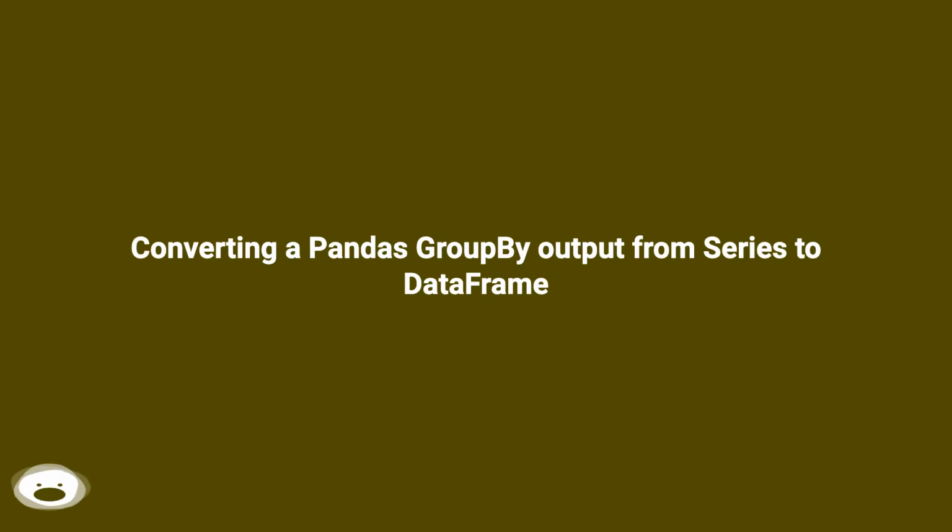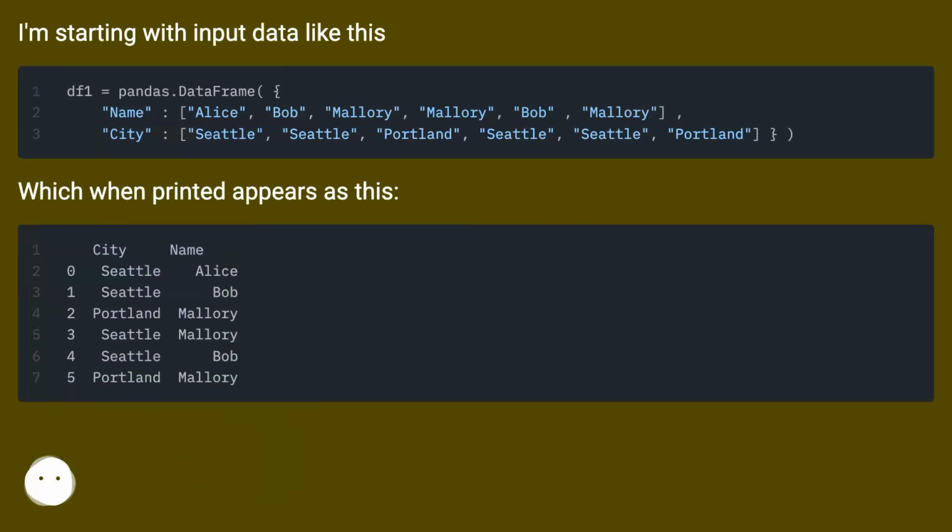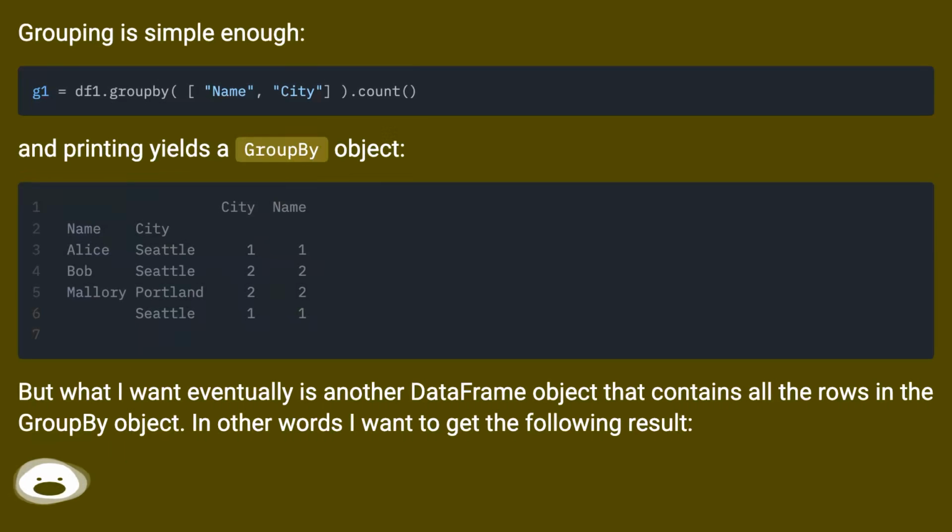Converting a Pandas GroupBy output from series to DataFrame. I'm starting with input data like this, which when printed appears as this. Grouping is simple enough, and printing yields a GroupBy object.